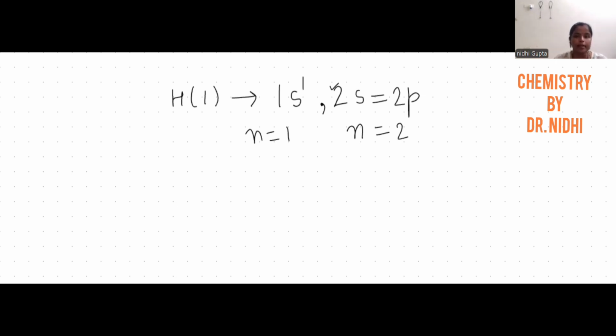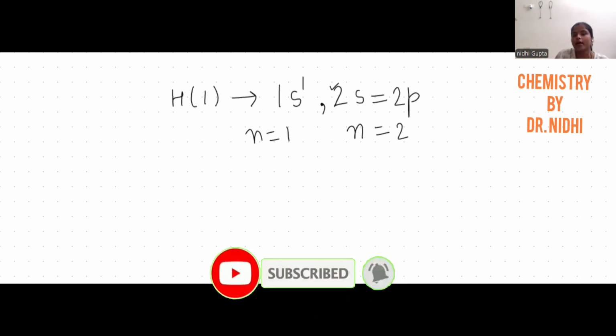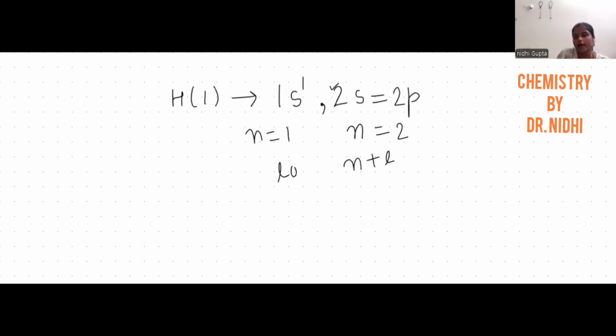If electron is present, then what will happen? The electron will first go into that subshell which has the lower n plus l value. If it goes into that subshell, the energy of that subshell will go down because of the shielding effect. Suppose the electron goes into the 2s orbital, then the nuclear force of attraction in the 2s orbital will be high, so it will go more towards the nucleus and its energy will decrease compared to the 2p.